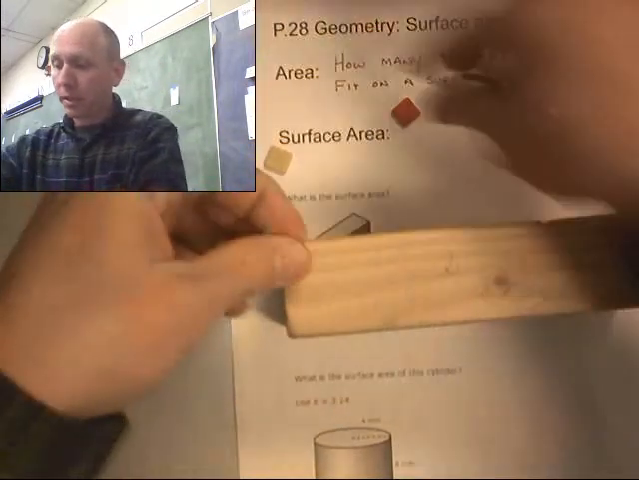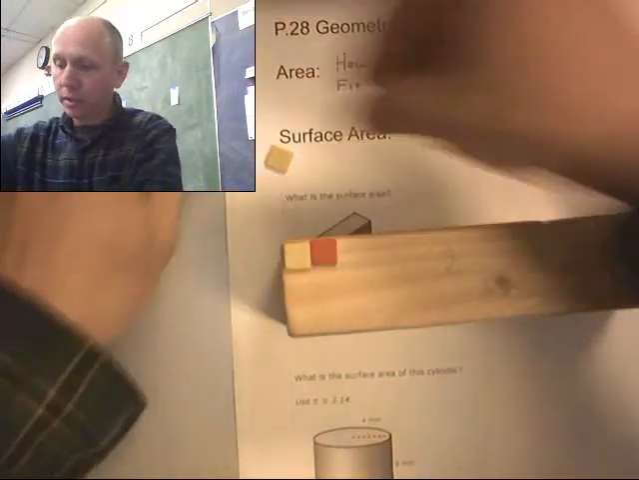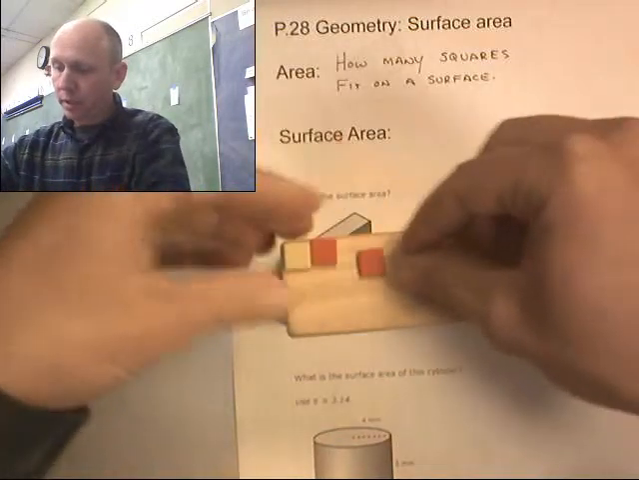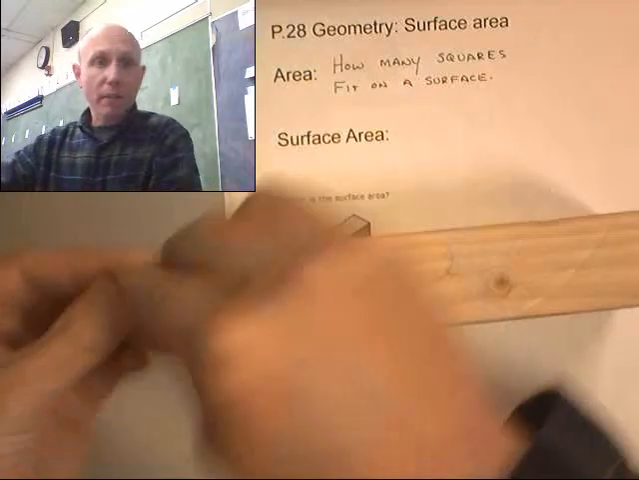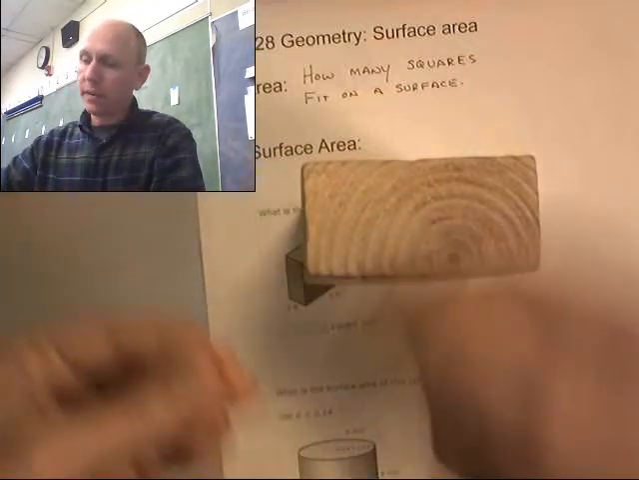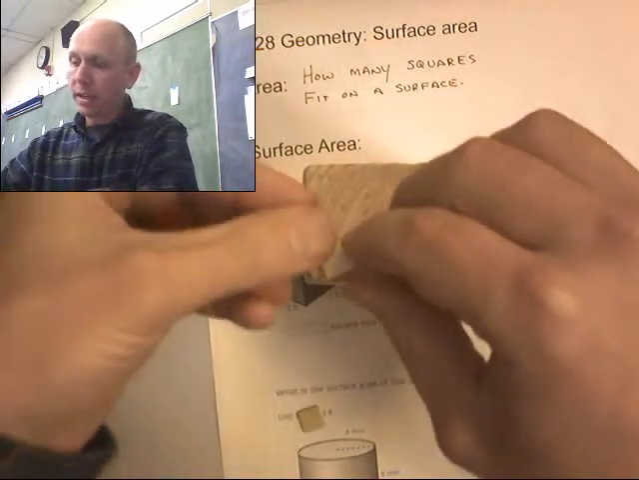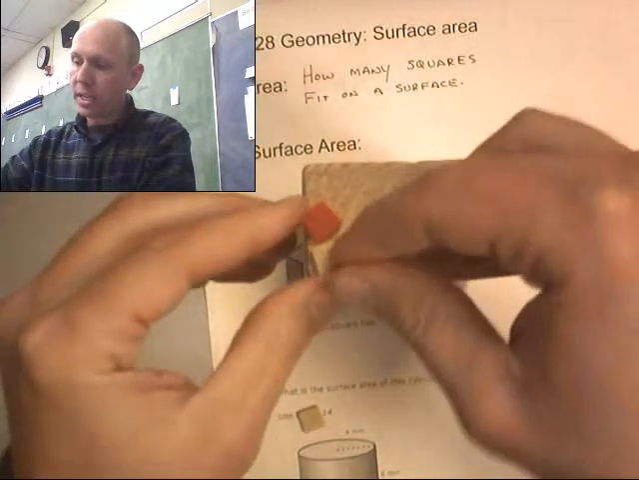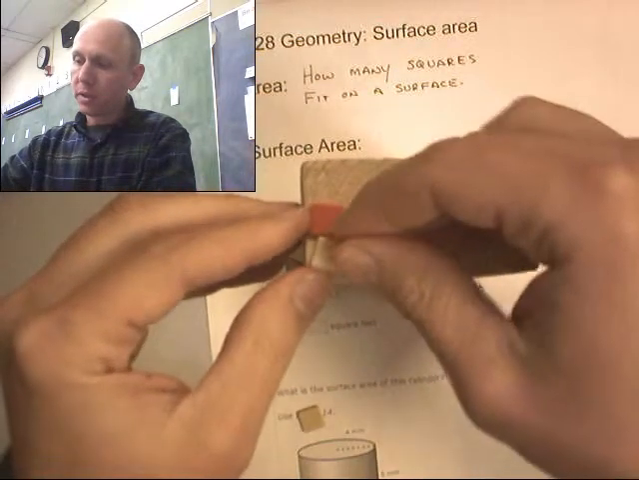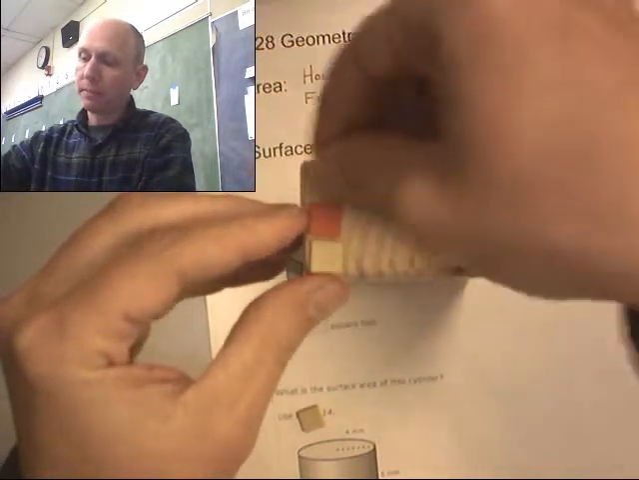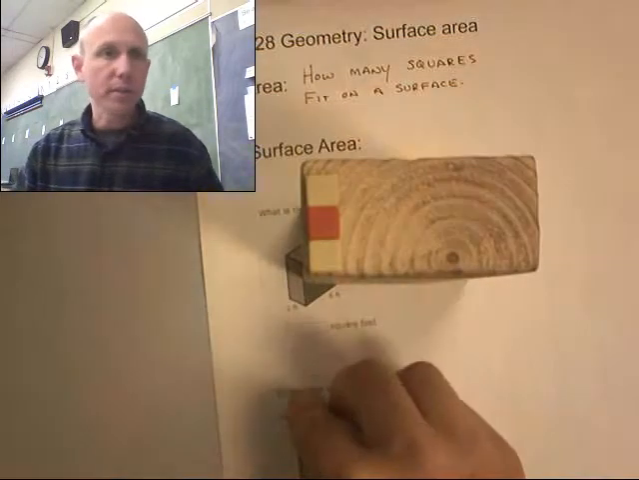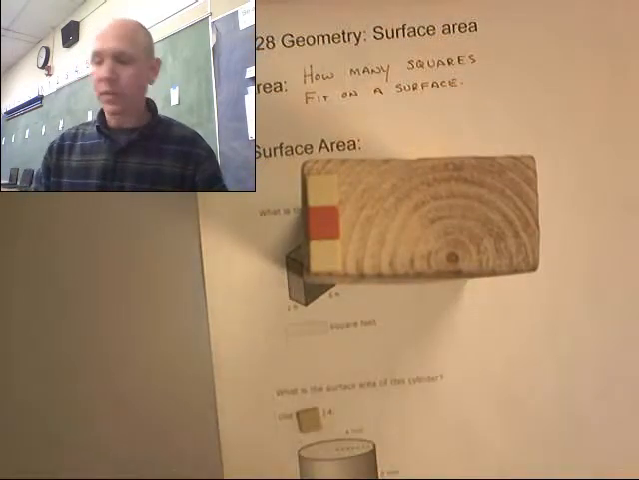So I'm going to put those little stickers here too. Sticker, sticker, sticker. I'm going to put them on every side of this thing. How many of these little squares would I need if I was going to gift wrap this thing in little squares? That's the idea of surface area.